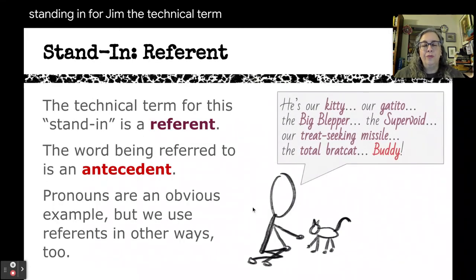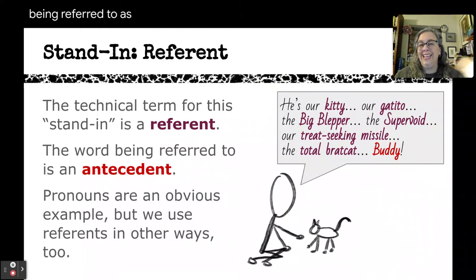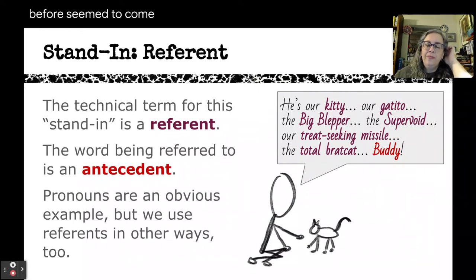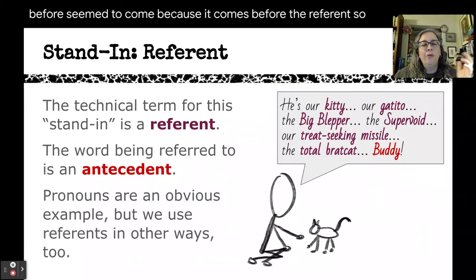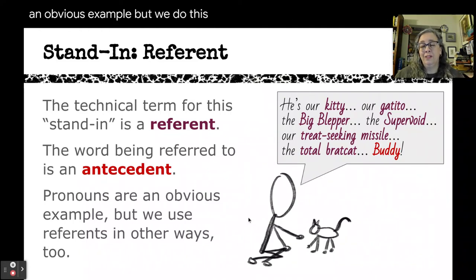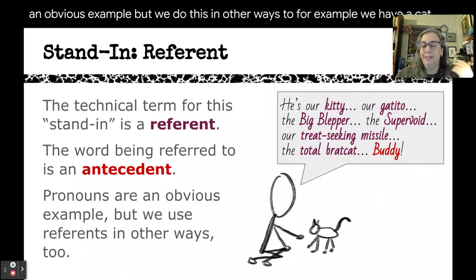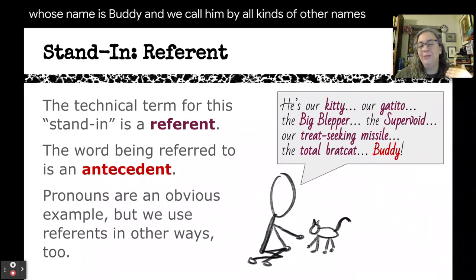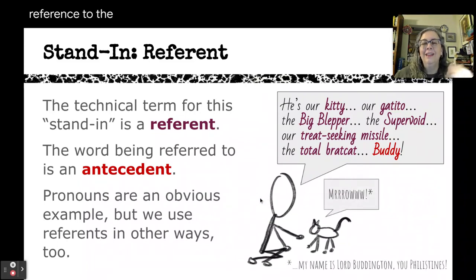The technical term for this is a referent, and the word that's being referred to is an antecedent. Antecedent means comes before. Ante, before, sedent, comes. Because it comes before the referent. So pronouns are an obvious example, but we do this in other ways too. For example, we have a cat whose name is Buddy, and we call him by all kinds of other names. Those are all references to the antecedent that is his actual name, Buddy.